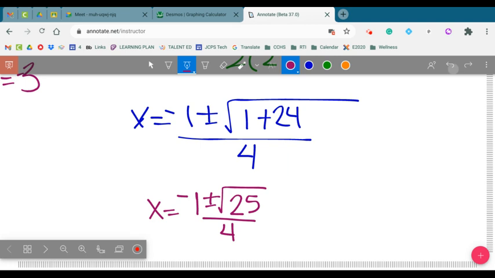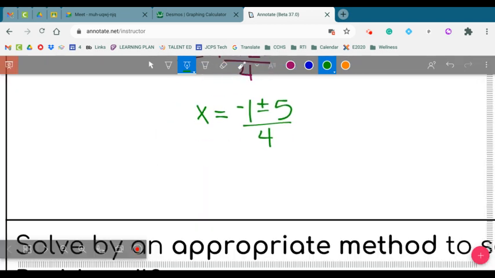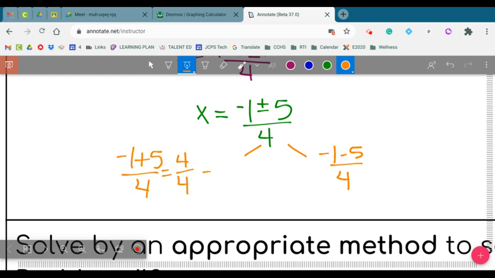The square root of 25 is a perfect square. So we're going to get x equals negative 1 plus or minus 5, divided by 4. Since it's a perfect square, we have to solve it both ways. So negative 1 plus 5 divided by 4, and negative 1 minus 5 divided by 4. We get 4 divided by 4, which is 1. That's one of our answers. We get negative 6 divided by 4, which simplifies to negative 3 over 2.